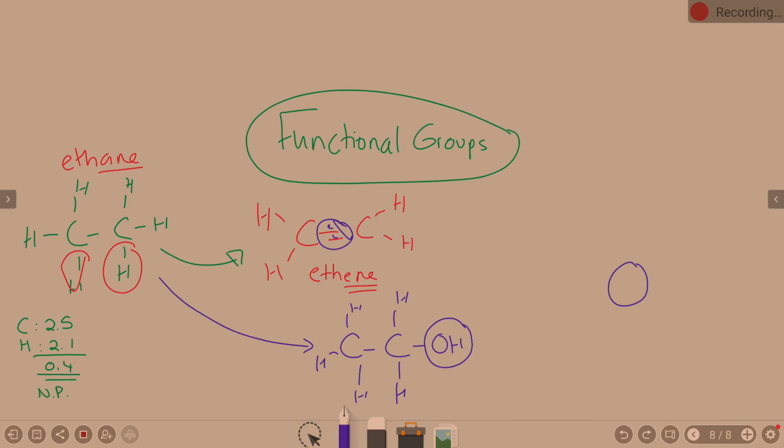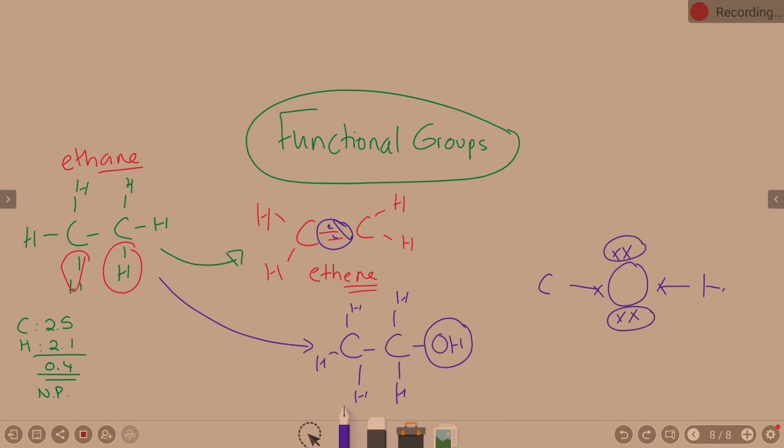How many valence electrons does an oxygen have? 6. Okay, so I would say 1, 2, 3, 4, 5, 6. How many bonds can it form? 2. So I have the carbon in this case and a hydrogen. Does it have any lone pairs?